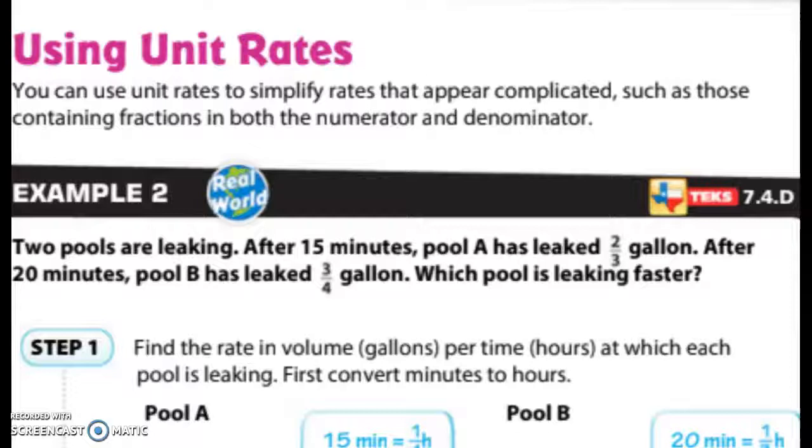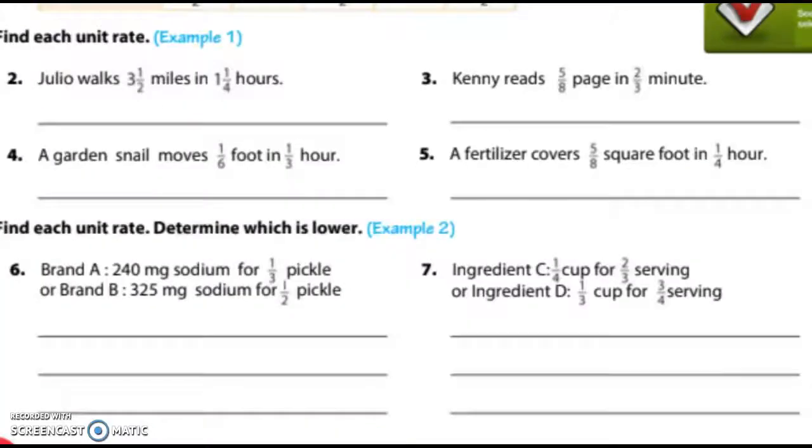So what I'm going to do is go ahead and switch over to a couple more problems. And again, through the magic of YouTube, we now have 2 problems up. Now we're going to be focusing on questions number 6 and number 7. Okay, we're going to determine which rate is going to be lower. So these have real-world applications.